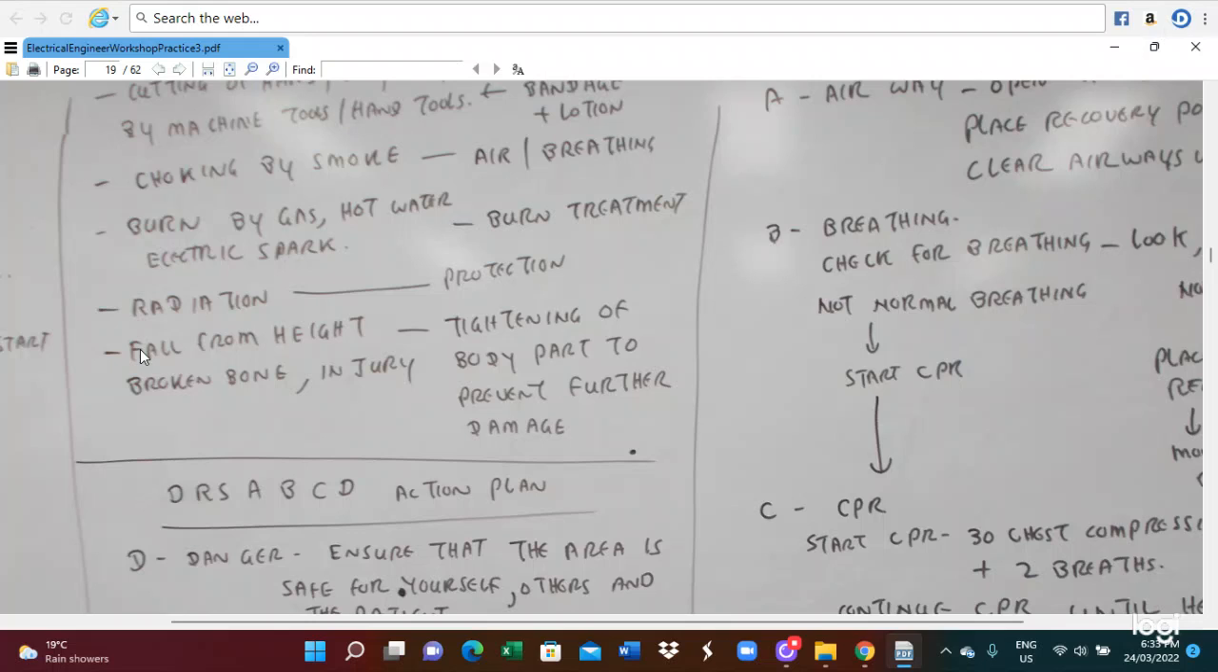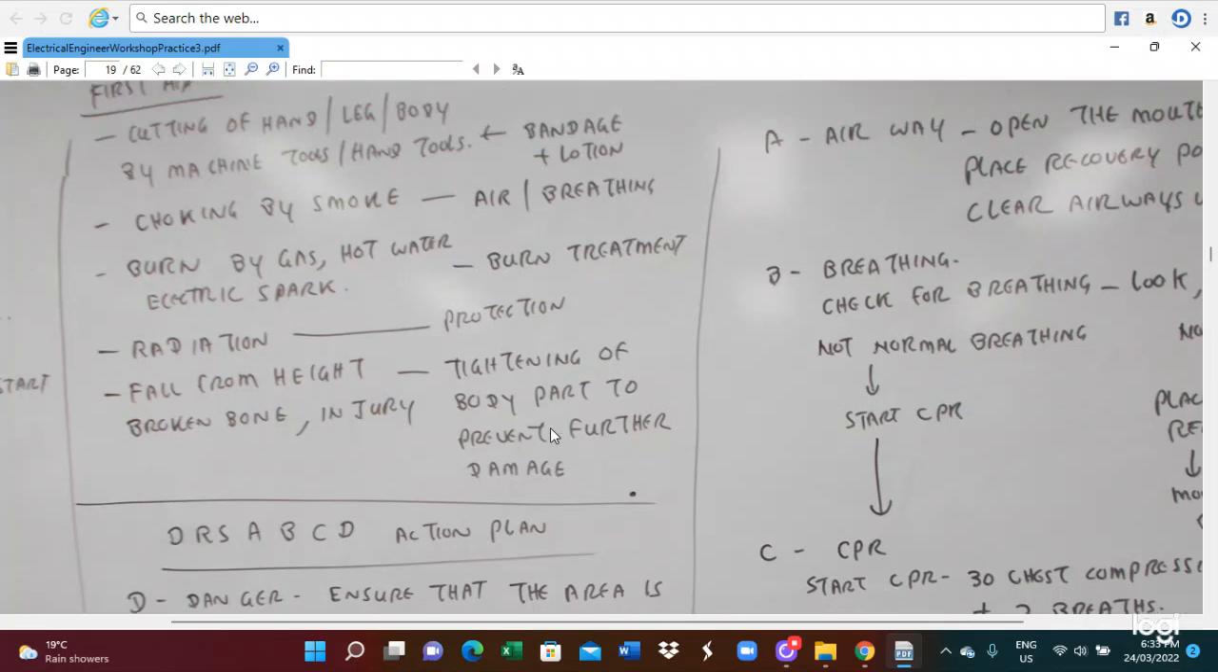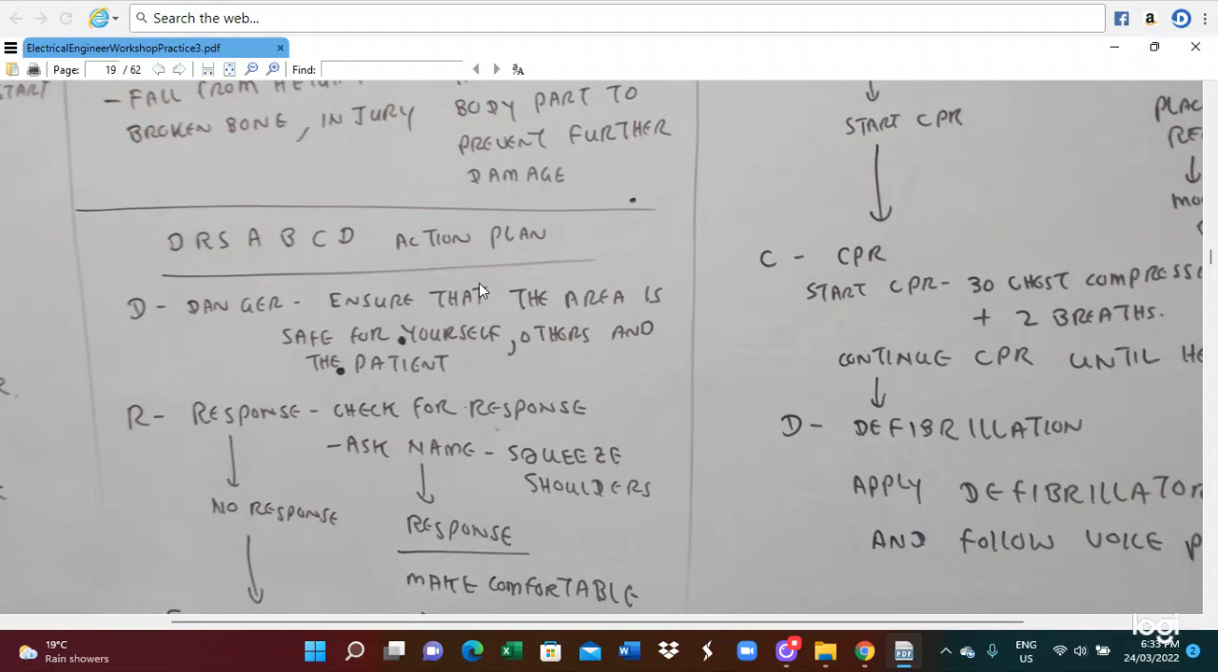For a fall from a height causing a broken injury, in this case, a tightening of the body parts is needed to prevent further damage. So this is the way to provide first aid. In this case, the DRSABCD action plan must be followed.